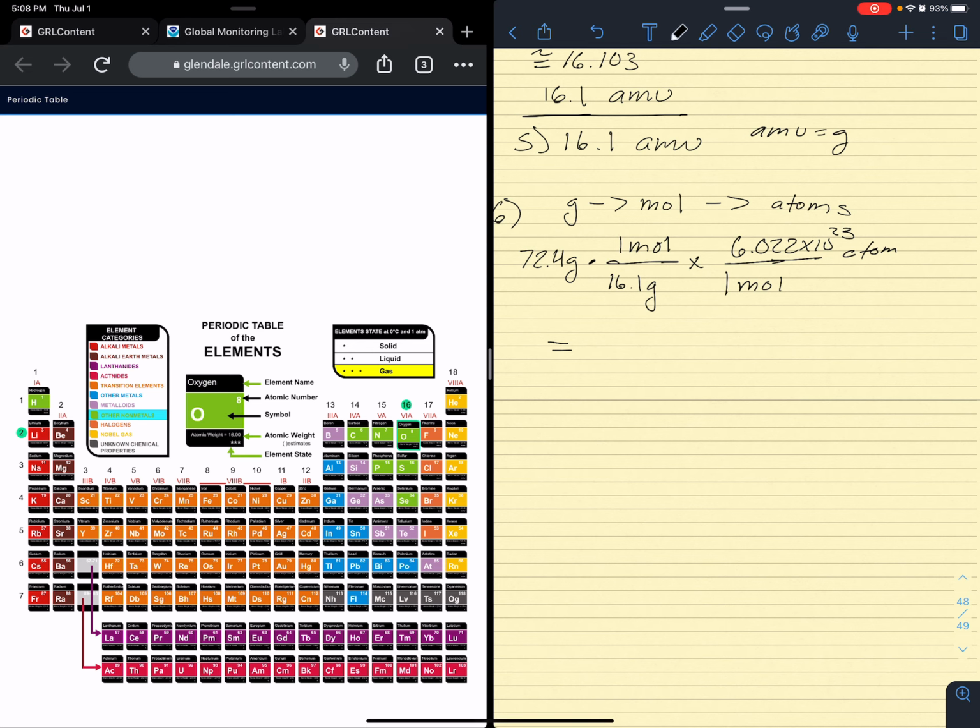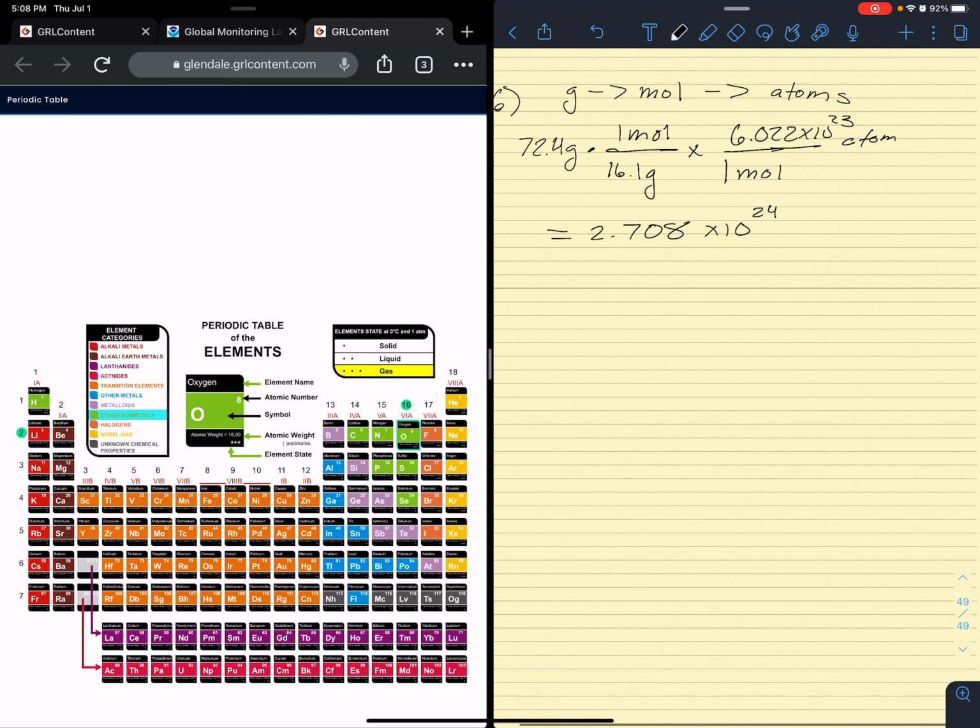Let's put it into our calculator. 72.4, 1 divided by 16.1, 6.022 times 10 to the 23 divided by 1. We get 2.708 times 10 to the 24.